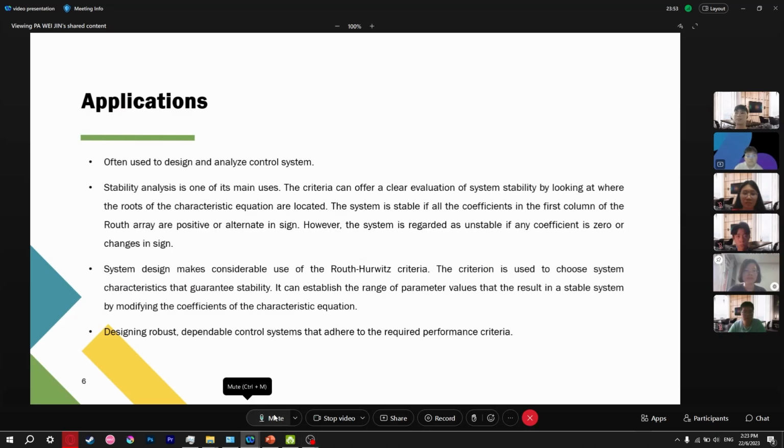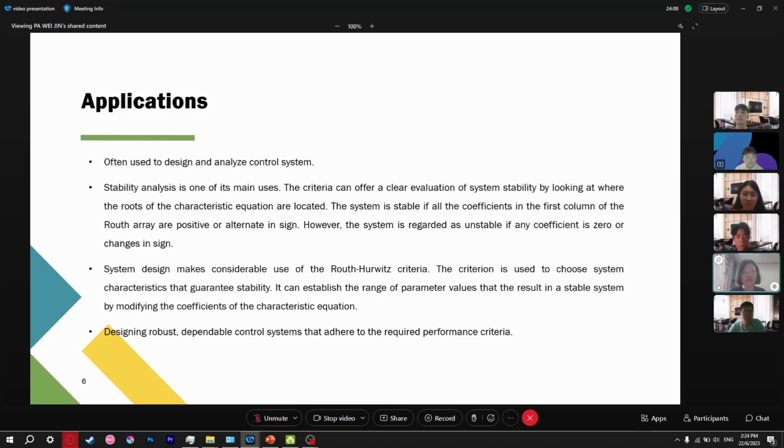Hi, my name is Go. Now I would like to talk about the application of Routh-Hurwitz. Routh-Hurwitz is often used to design and analyze control systems. Stability analysis is one of its main uses.